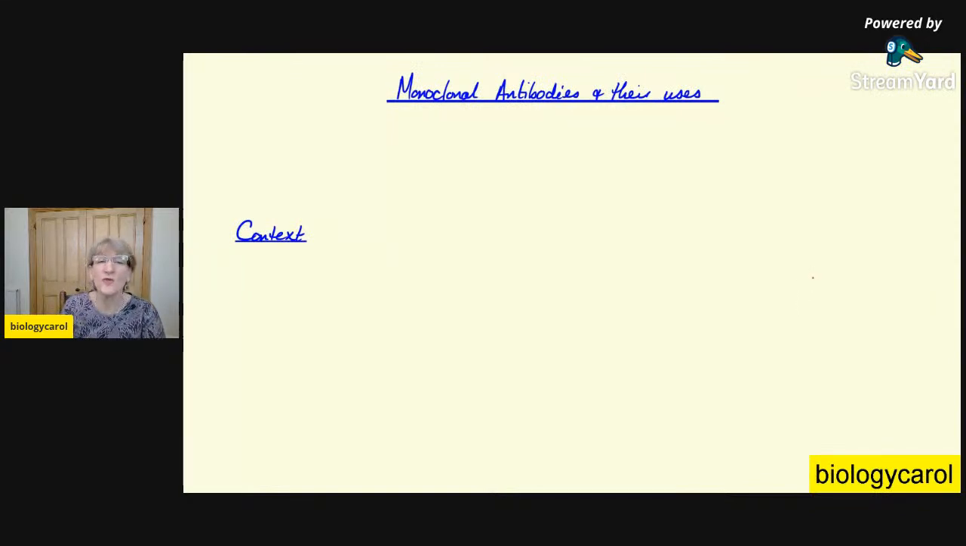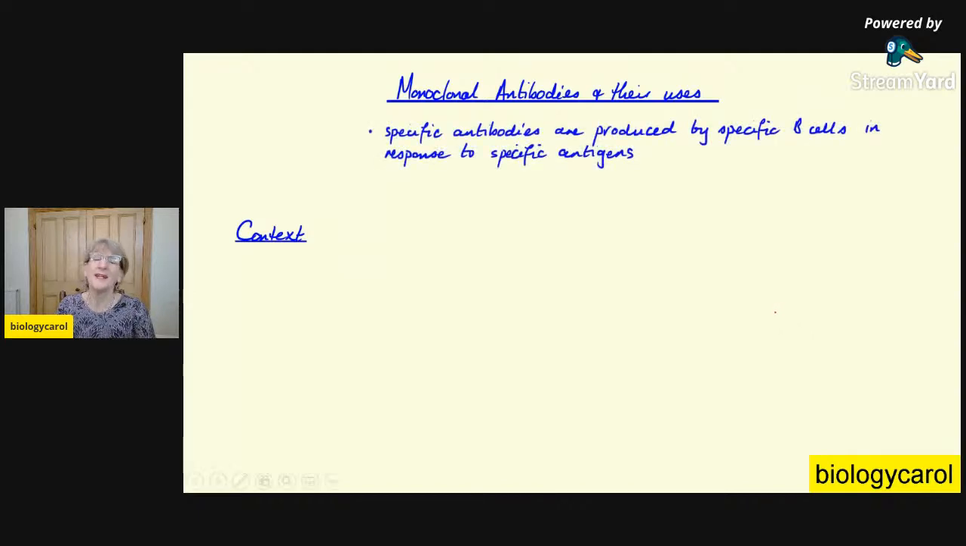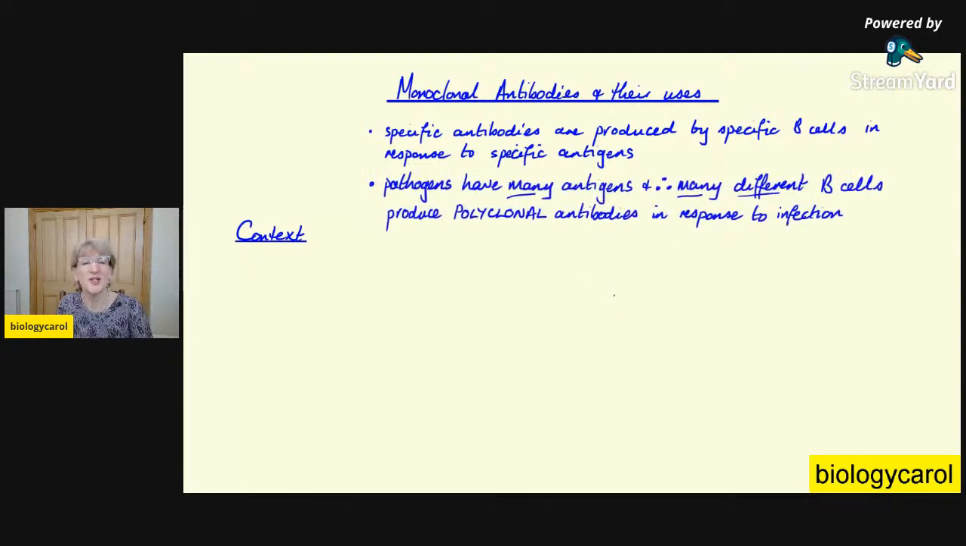So let's start off with a little bit of context, because this is going to take you back to your immunity topic. Now, hopefully you remember that specific antibodies are produced by specific B cells in response to specific antigens. Now, it might be a bit of a shock to you, but pathogens have many antigens.